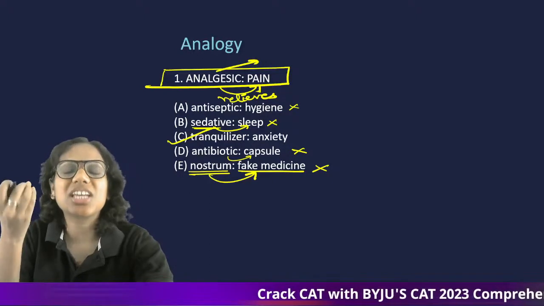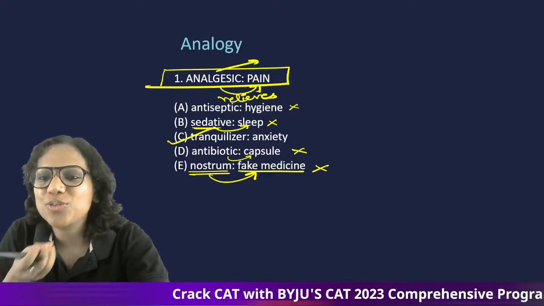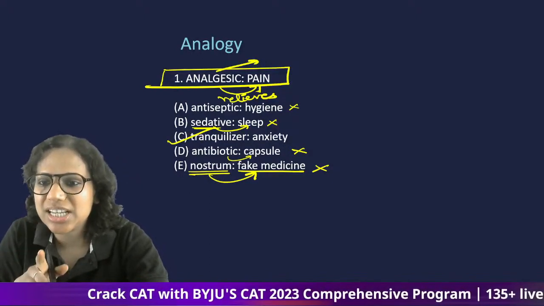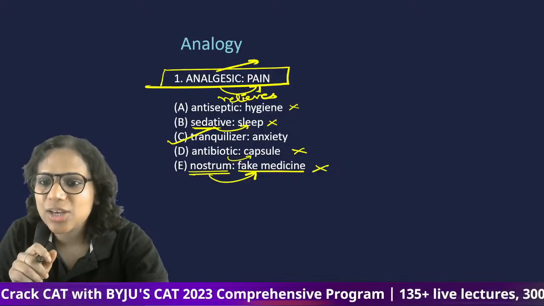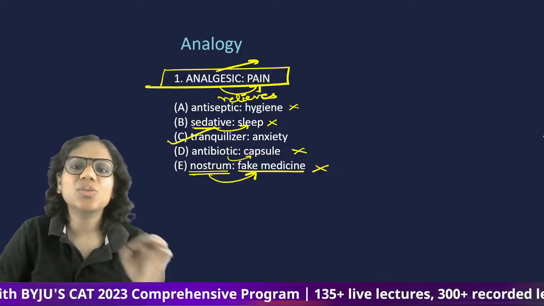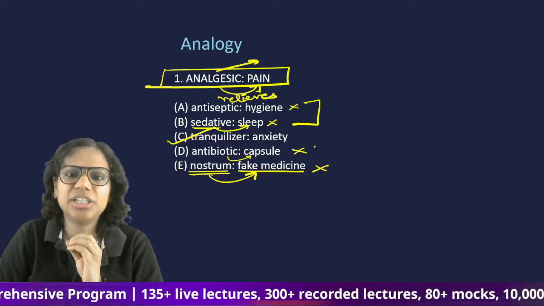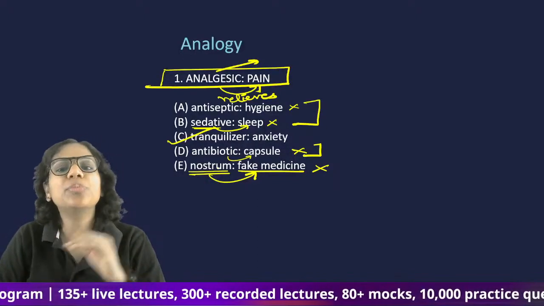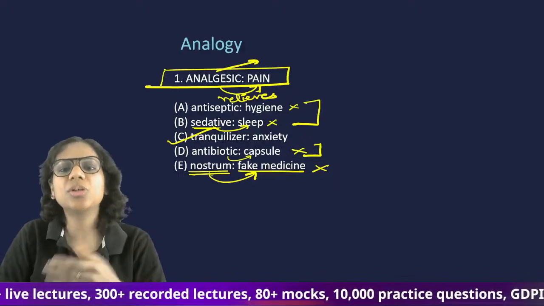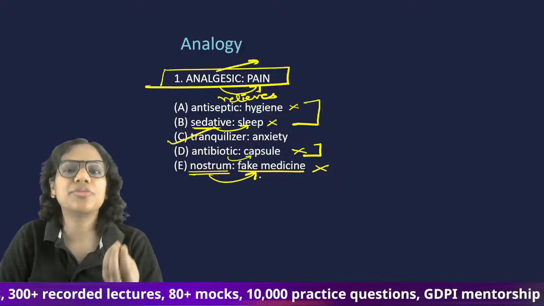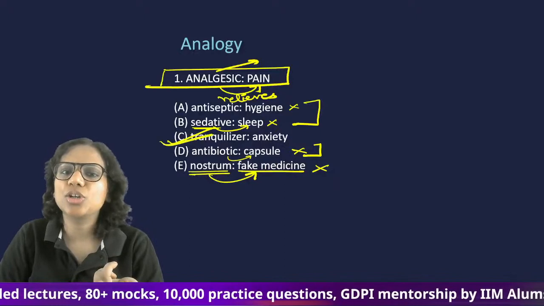Tranquilizer relieves anxiety. Okay, how many of you said this? Shrishtu said this, Shri said this, Priyanshi said this. Okay, what about others? This was not difficult. I think A and B could be very easily eliminated. Even D could be. So some of you may not have known the meaning of nostrum. So between these two, you could have faced a problem. But otherwise, not a difficult question.